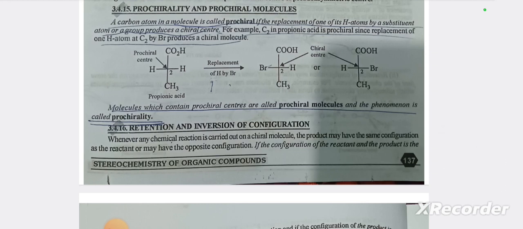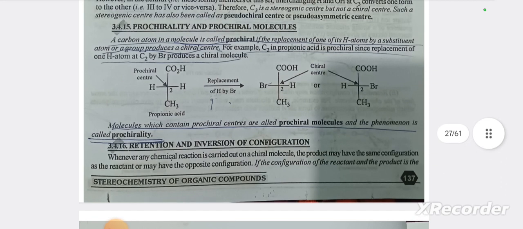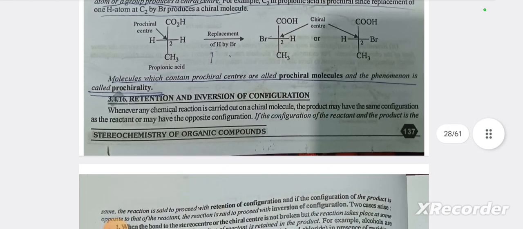Prochirality and prochiral molecules. A carbon atom in a molecule is called prochiral if its replacement of one group produces a chiral molecule. For example, C2 in propionic acid is prochiral since replacement of one H atom at C2 by Br produces a chiral molecule. Molecules which contain prochiral centers are called prochiral molecules, and the phenomenon is called prochirality.